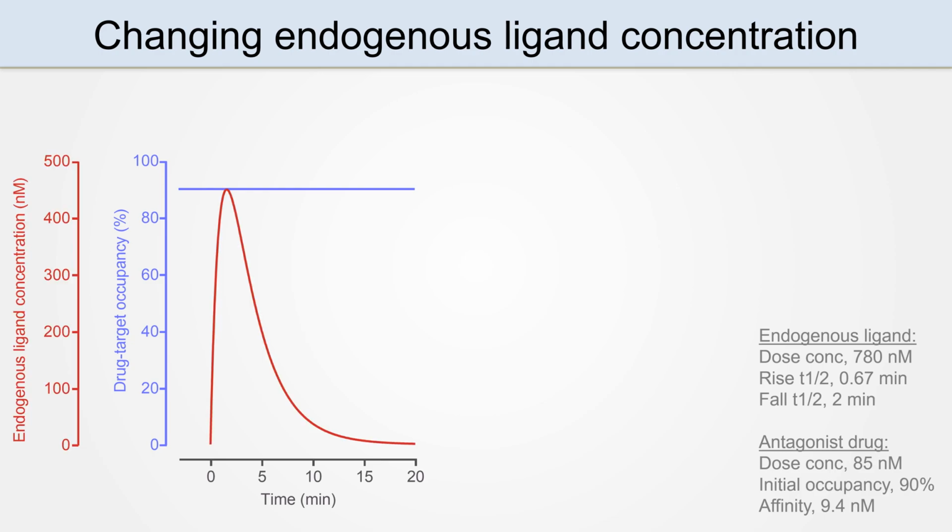Now let's bring in the endogenous ligand. Here in red is the concentration of the endogenous ligand. The concentration changes over time. We have a steep rise, a peak, and then a decline back to 0.